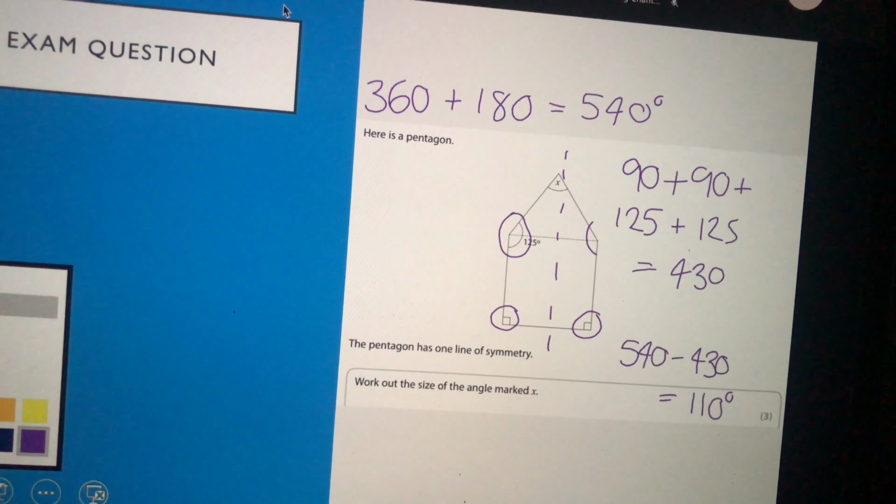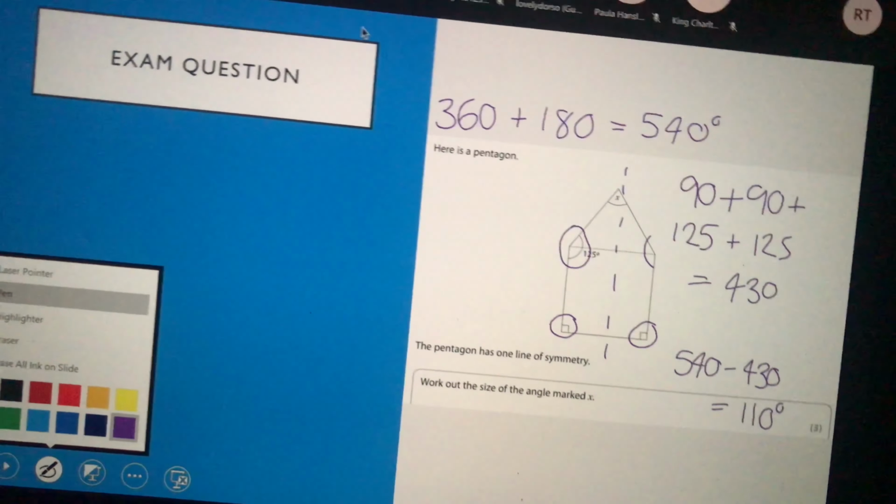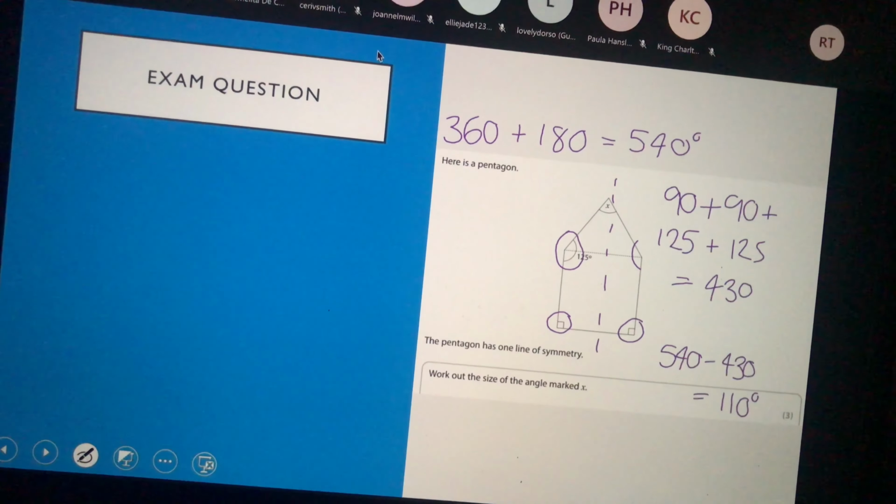Just taking it from 360. Obviously that was just for our square at the bottom. Good. So we can look at another solution.